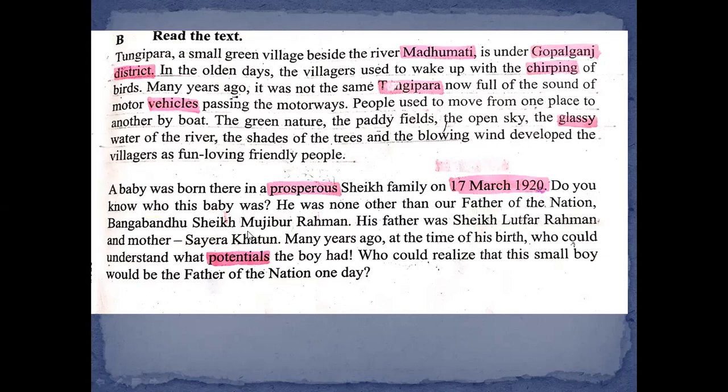His father was Sheikh Lutfur Rahman and mother Sahera Khatun. Many years ago, at the time of his birth, who could understand what potentials the boy had? Who could realize that this small boy would be the father of the nation one day? Here, potential means some special qualities, some inner qualities. Okay.